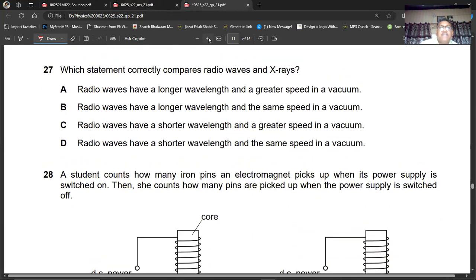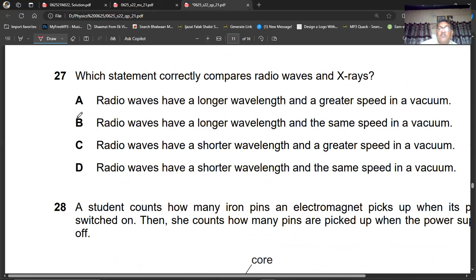Question number 27 is coming up on your screen. It says, which statement correctly compares radio waves and the X-rays? The radio waves and the X-rays, they both have the same speed in the air, which is 3 × 10^8 meters per second. That's the property of the transverse electromagnetic waves. And the wavelength of the radio waves is larger than the wavelength of the X-rays.